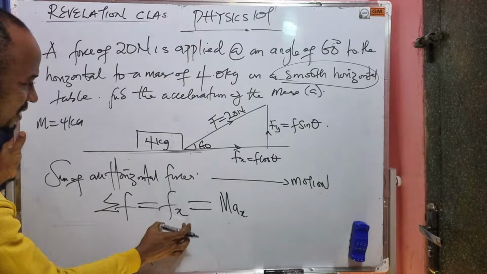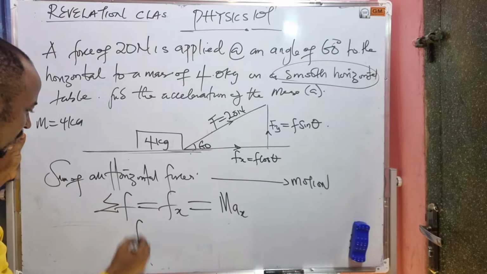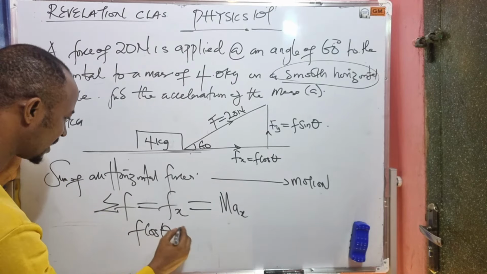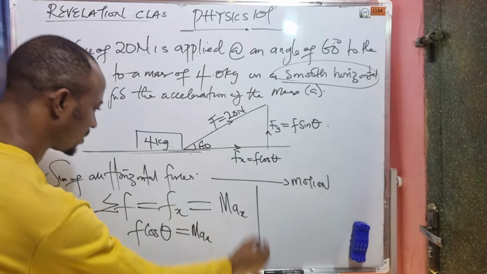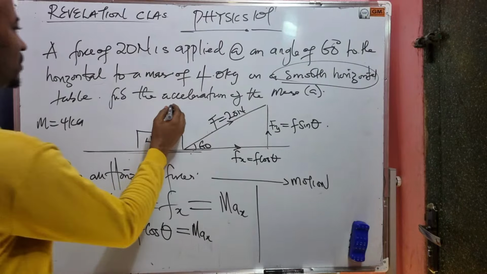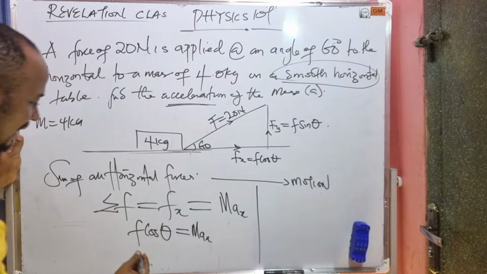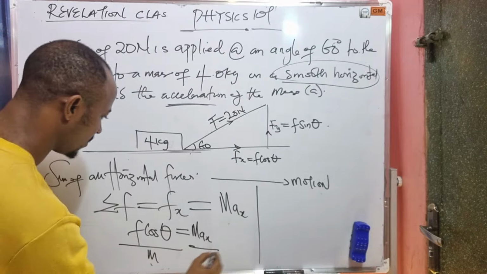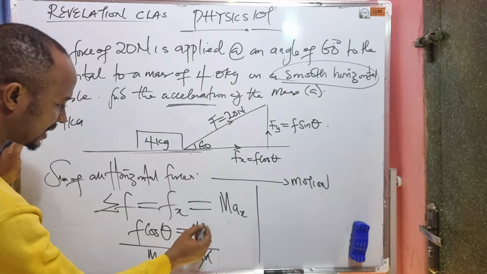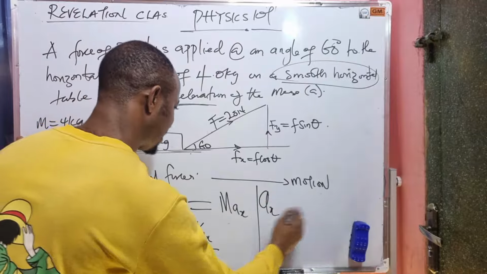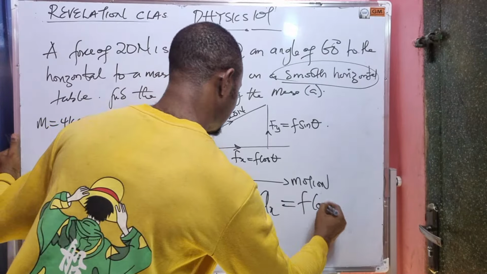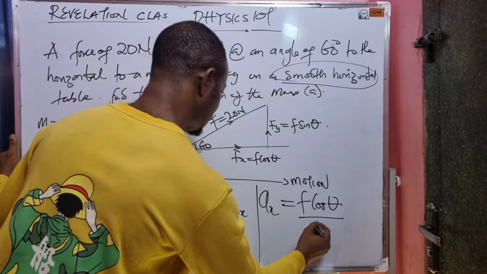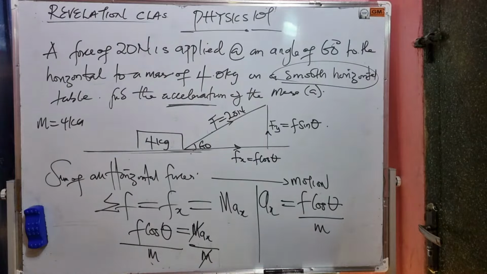So I will say Fx is F cos theta. So we have F cos theta equals mass times acceleration along the x-axis. But we are asked to find the acceleration. So from here I can divide both sides by mass. Mass cancels mass here. We are left with acceleration along the x-axis equals F cos theta divided by mass. So to solve for my acceleration, I have to use that formula.